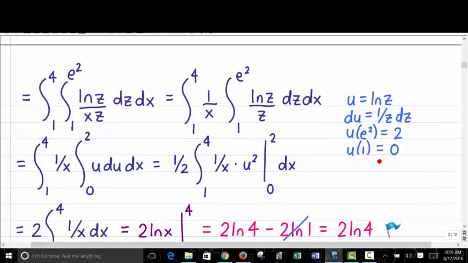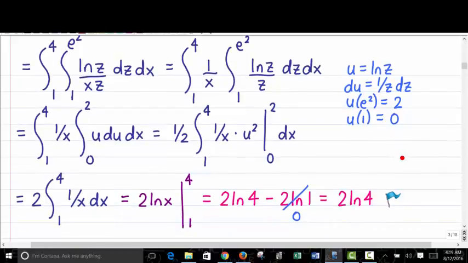Another way to think of it is 1 is the same thing as e to the 0, so it would leave 0. So now you just have u du going from 0 to 2, and we're through with the ln. We don't have to go back to our original variable. That's why I like changing the limits of integration.